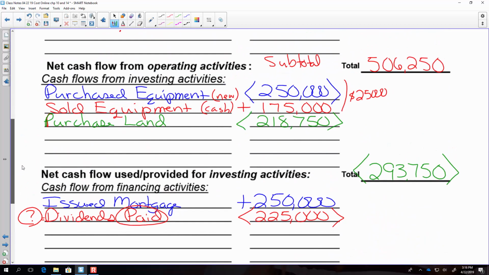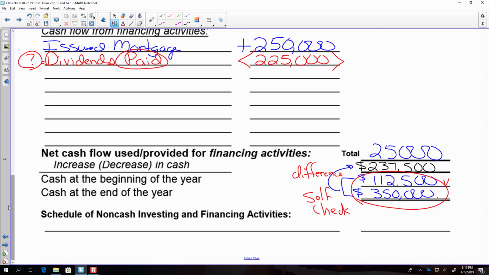So if I take 506,250, that's a positive cash flow. I subtract my investments, net, 293,750. And then finally on my financing, it's a positive cash flow of 25. If I do all three of those, I'll get the same number. That's that self-check, that 237.5. So that's the requirement for chapter 14.